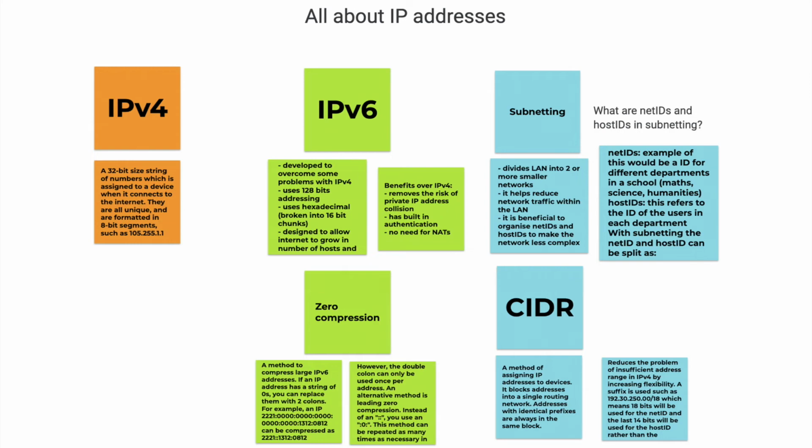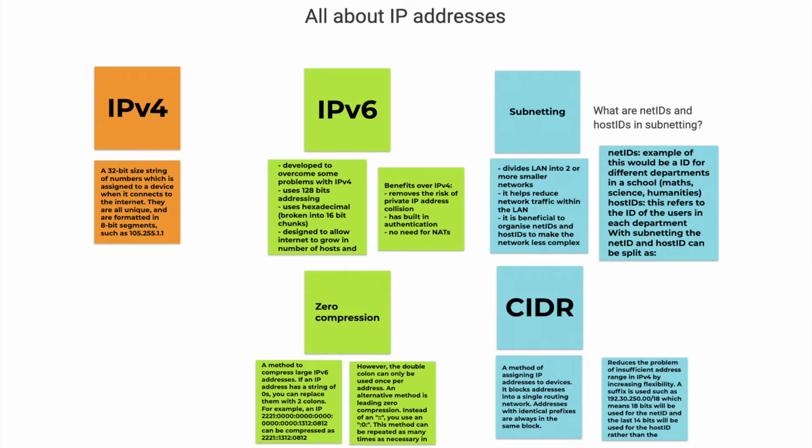So net IDs are an ID for different departments in the school. So maths might also have one, humanities, computer science department might have one, and host ID is basically the ID that the users in each department use. We can split an entire network into net IDs and host IDs, and we can also apply that to ISP level as well and beyond. So it increases the number of devices we can use in IPv4.